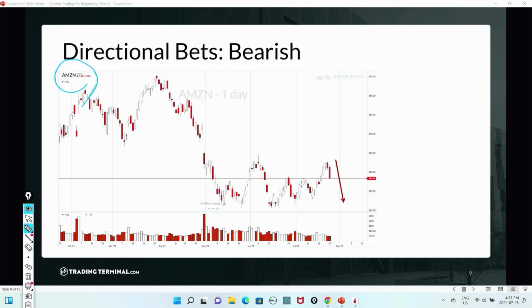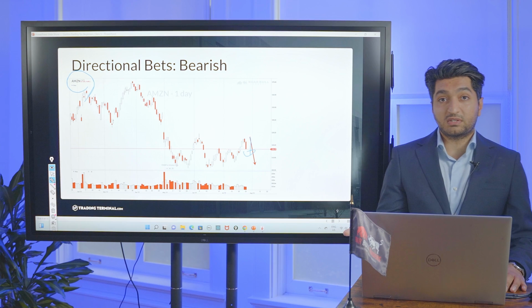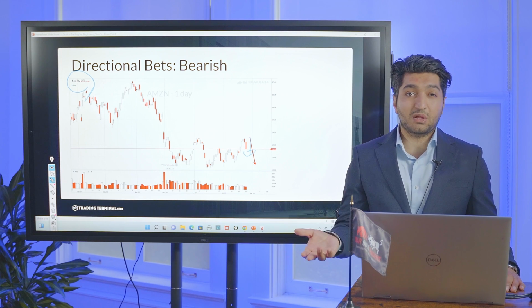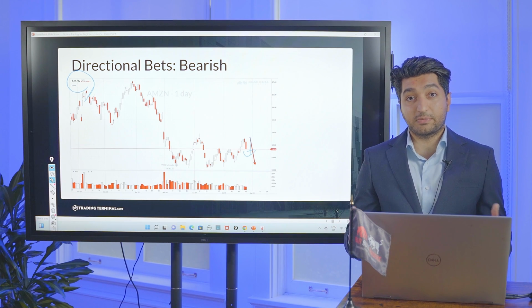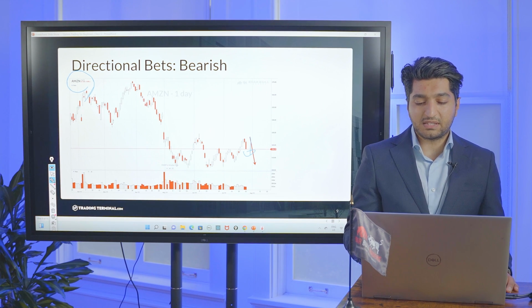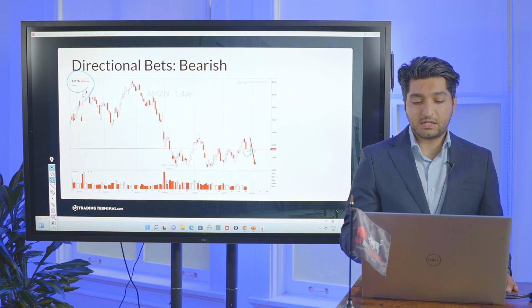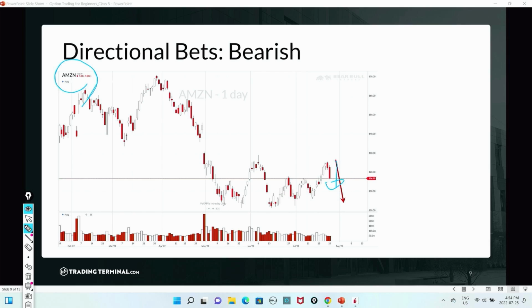So you can see Amazon, a massive bearish candlestick. Again, this could be based on a fundamental thesis, whether you think the economy is slowing down and people are not going to order as much from Amazon, or it could be based on a technical thesis. So based on technical analysis, you're seeing lower lows and lower highs, and you believe that Amazon is going to come down lower and test the previous lows of earlier in the month in July.